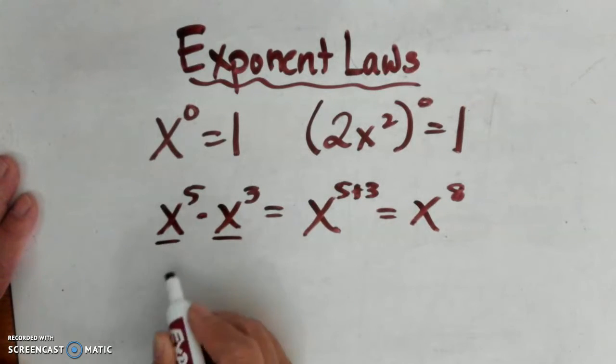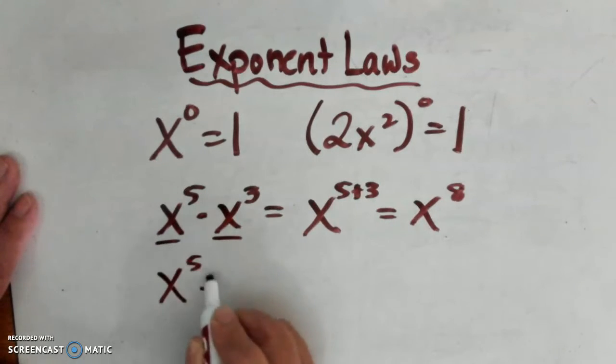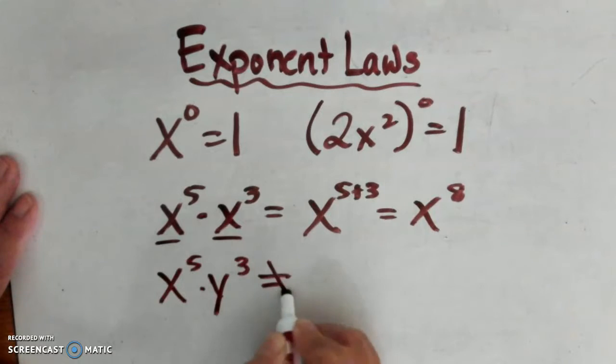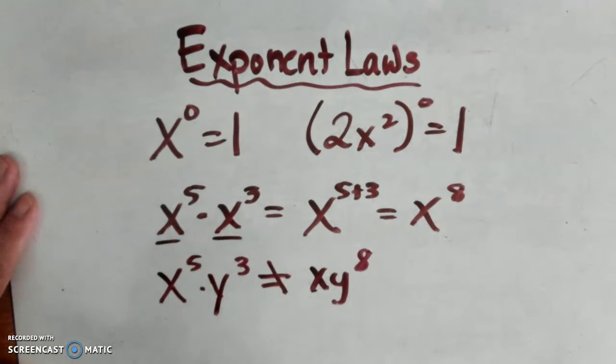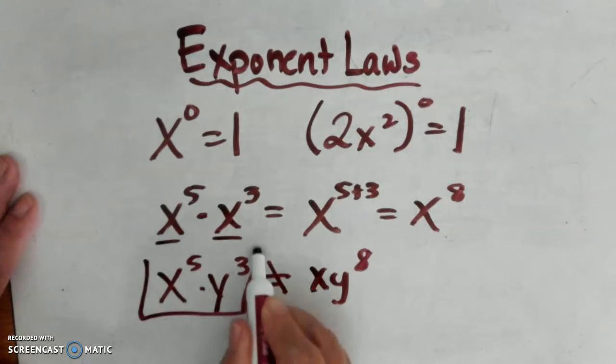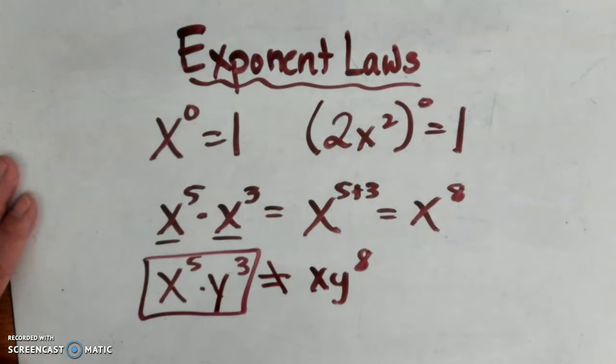If I had something like this, x to the 5th times y to the 3rd, that does not equal xy to the 8th, because the bases are different. This is actually in simplified form. I couldn't make it any more simplified.